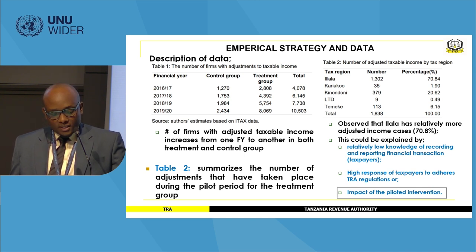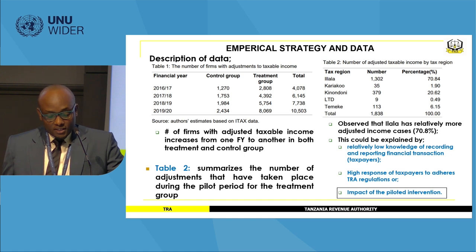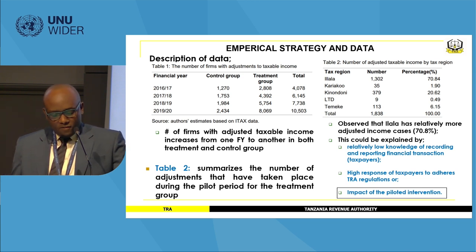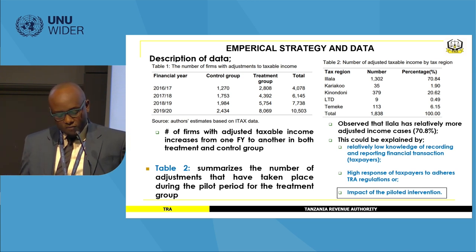If you can see, starting from 2016 for the control group, and starting from the same year for the treatment group, and you compare to 2019-20, all these taxable incomes were increasing based on the information that we have drawn.